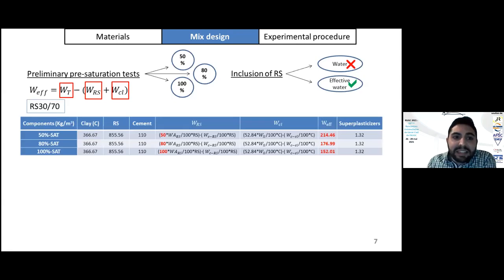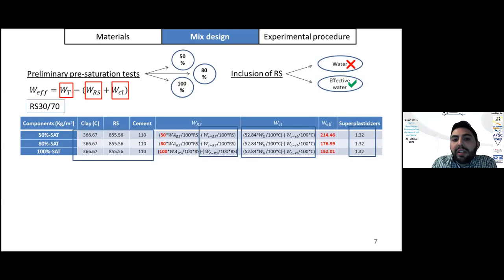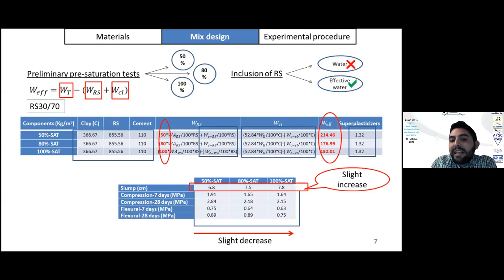For this preliminary test, the mixture with 70% recycled sand was considered. Here we can see all components are the same except when the saturation degree changes from 50 to 80 to 100. Accordingly, the effective water changes. This preliminary test aimed to assess the impact of saturation degree on the mechanical properties of earth concrete, in compression and flexion at 28 days.